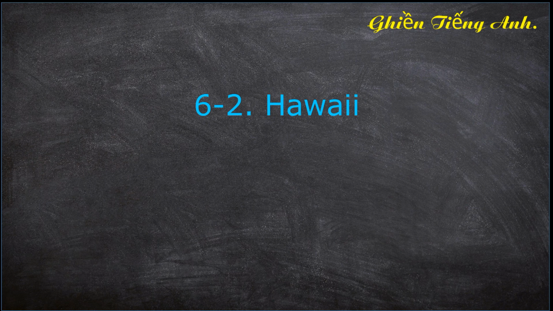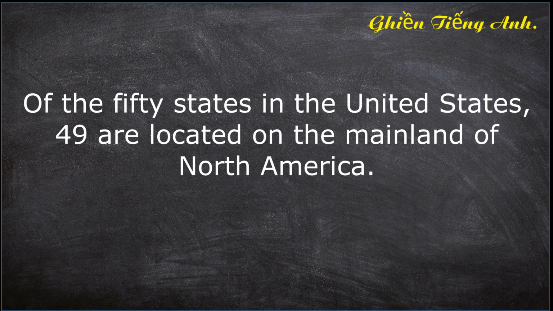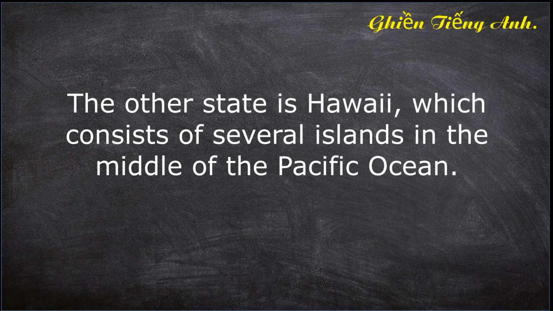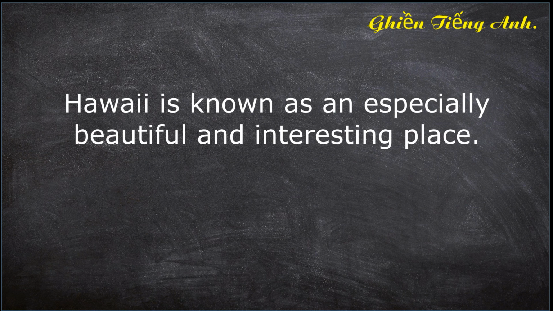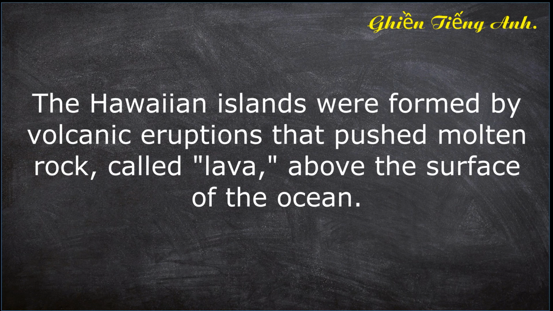Hawaii. Of the 50 states in the United States, 49 are located on the mainland of North America. The other state is Hawaii, which consists of several islands in the middle of the Pacific Ocean. Hawaii is known as an especially beautiful and interesting place. The Hawaiian Islands were formed by volcanic eruptions that pushed molten rock called lava above the surface of the ocean.